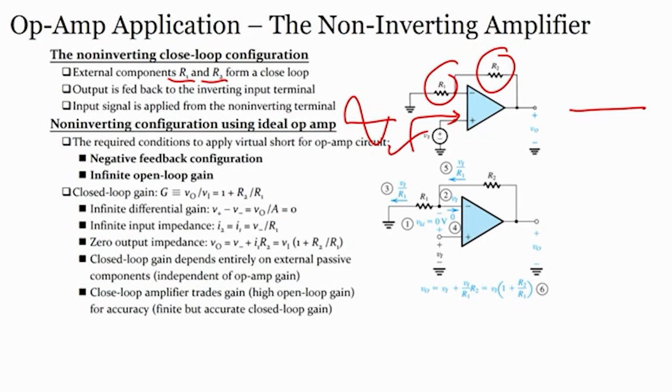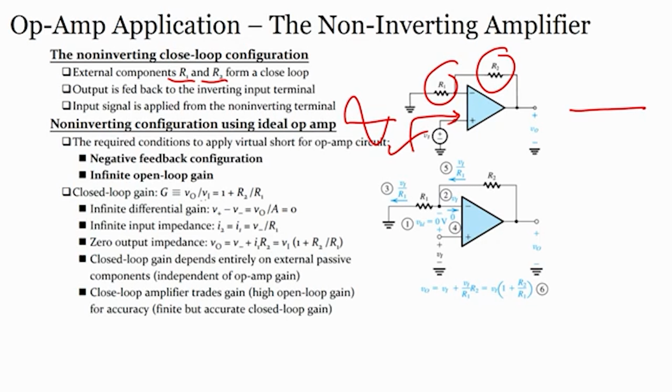So, again the same thing, you do not have to really worry when somebody asks you what are the required conditions to apply virtual short for an op amp circuit, in case of the inverting amplifier or the non-inverting amplifier. It's kind of the same: negative feedback configuration, infinite open loop gain. Once you know the op amp characteristics, it becomes easy.